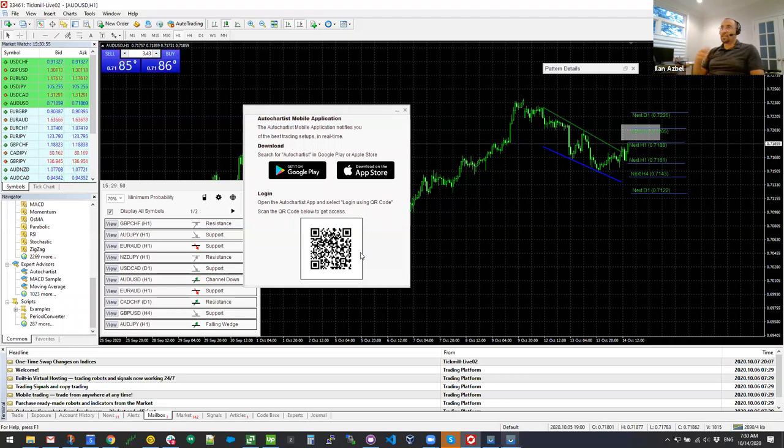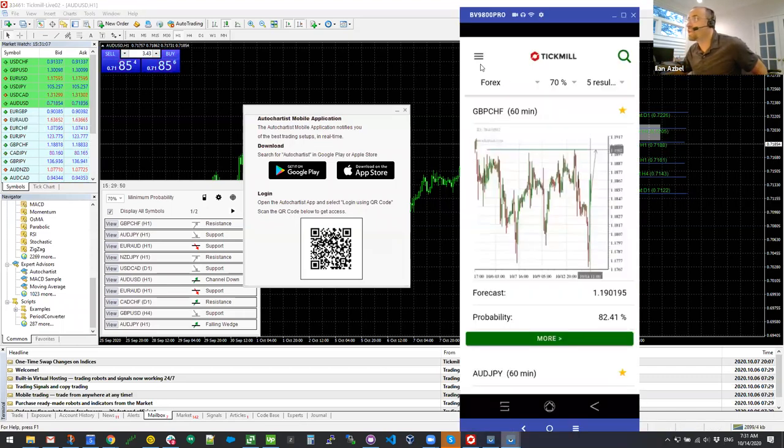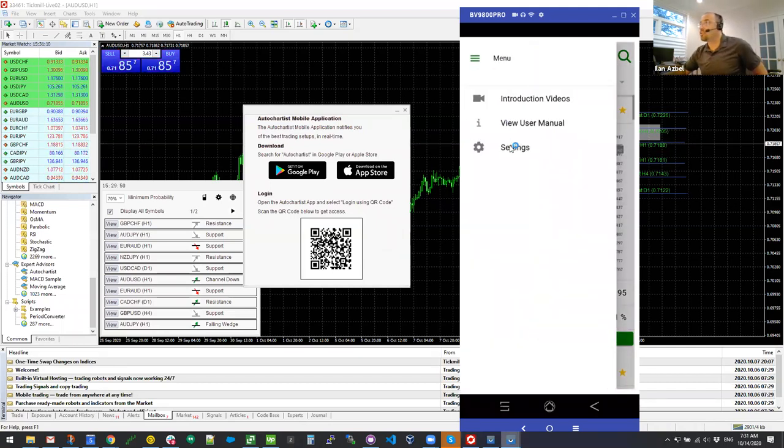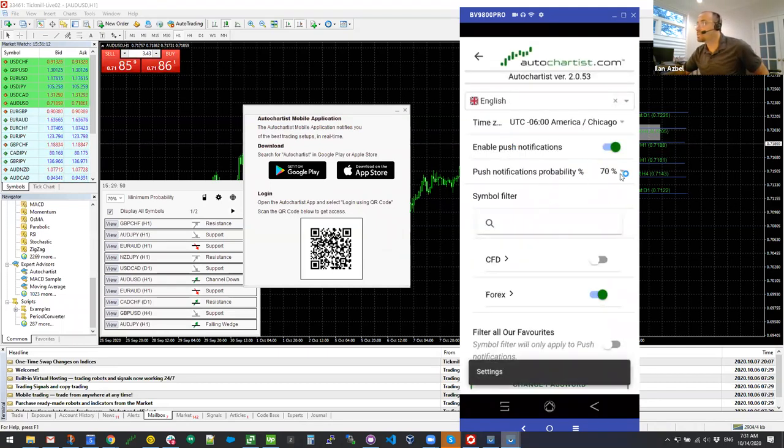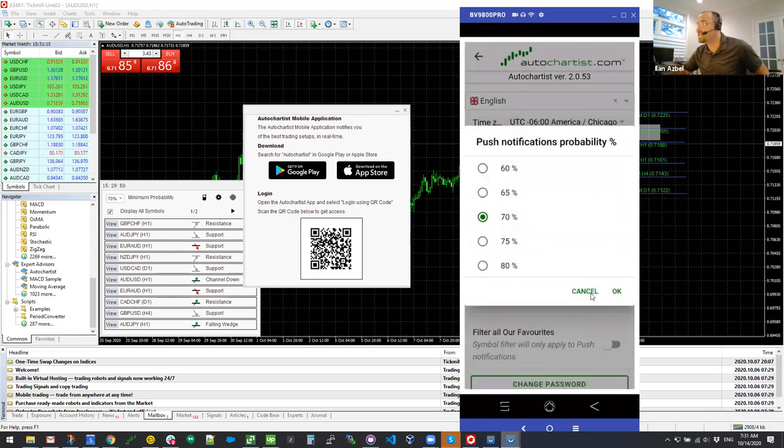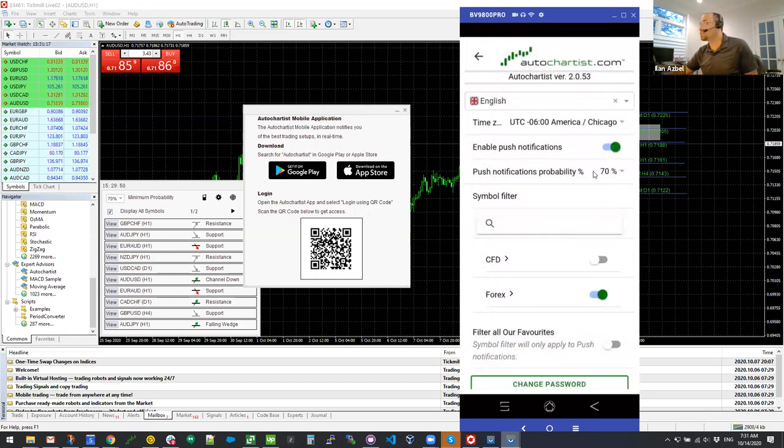That will give you the ability to not have your Meta open the entire day, just have your cell phone open. The thing is, you don't want to get inundated with push notifications. So in terms of push notifications, try to set the minimum probability higher, to 70 or 75%, so that you only get a few notifications a day. Otherwise, you don't want hundreds of notifications a day, or you'll uninstall the app, which is not our objective.